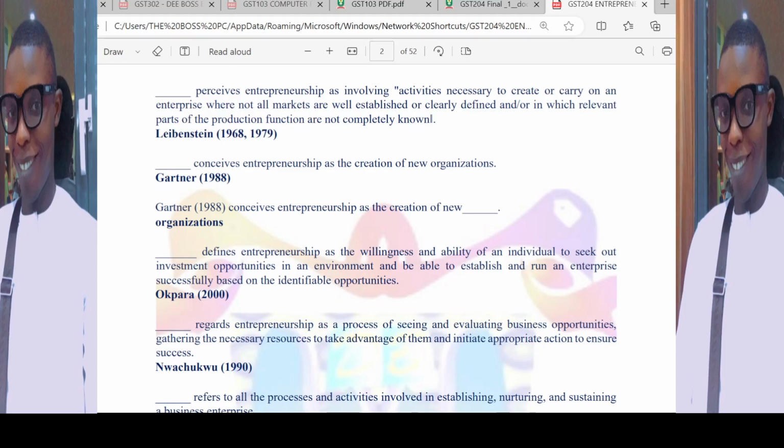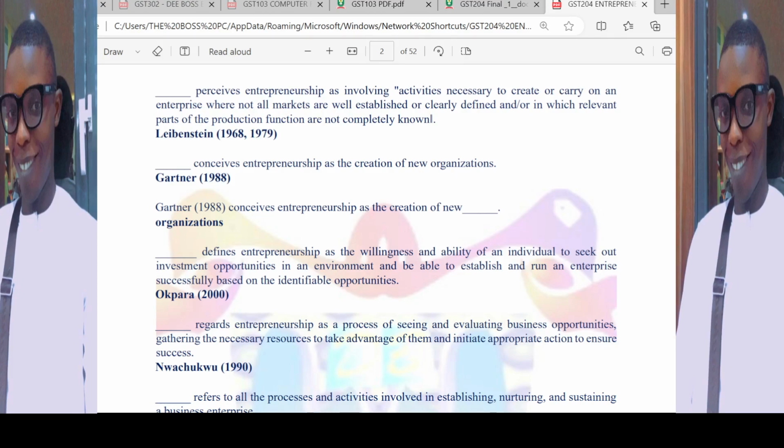Okpara, in 2000, defines entrepreneurship as the willingness and ability of an individual to seek out investment opportunities in an environment and be able to establish and run an enterprise successfully based on the identifiable opportunities. So that is Okpara, year 2000, for you.